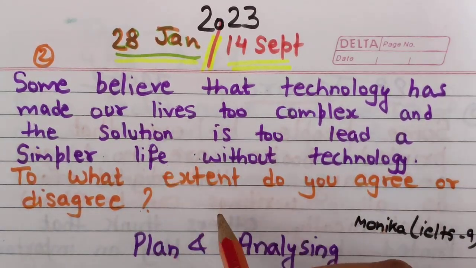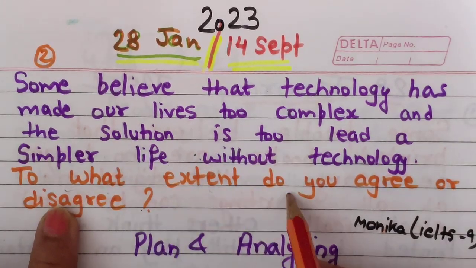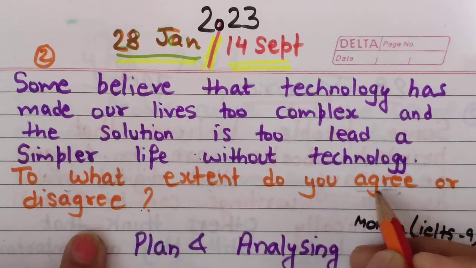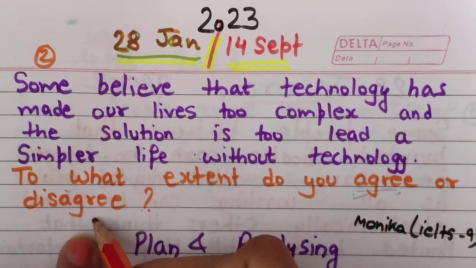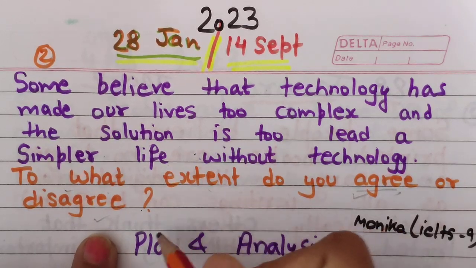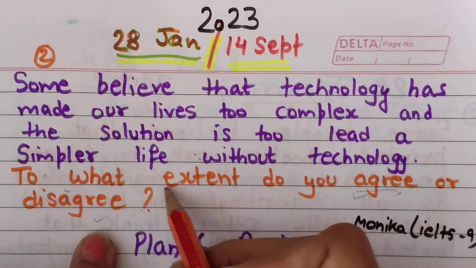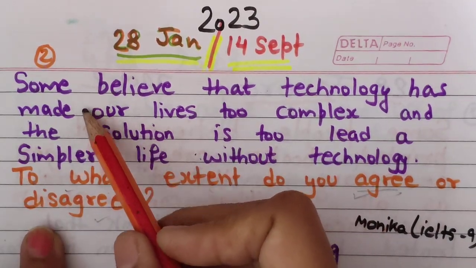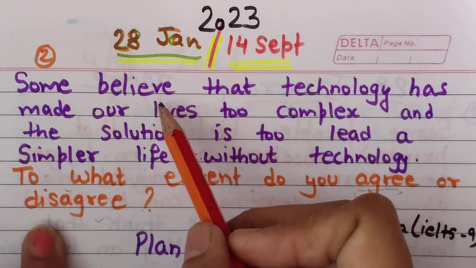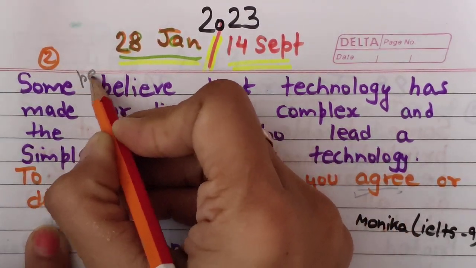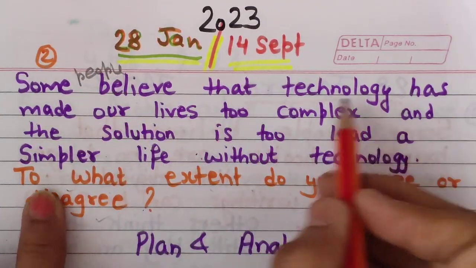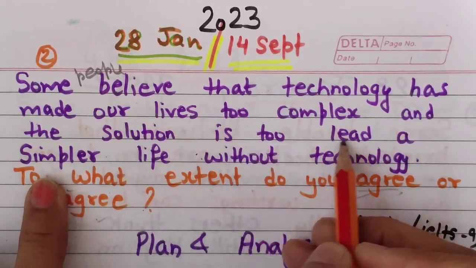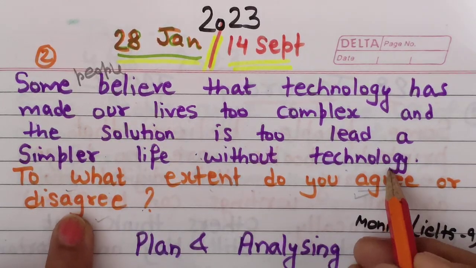Okay, coming to the main point. How to do these questions, specifically "to what extent do you agree or disagree?" There are many ways. You can go with fully 100% agree, you can go with fully disagree, you can go partially agree, or you can say I agree up to a certain extent. But first we will read the question statement: Some people believe that technology has made our lives too complex and the solution is to lead a simpler life without technology.